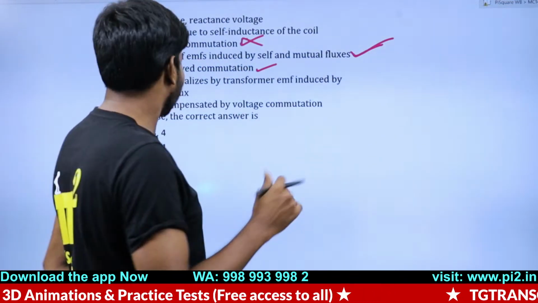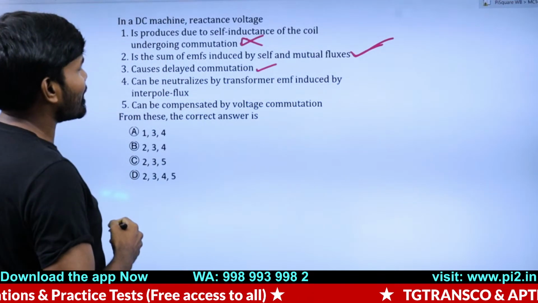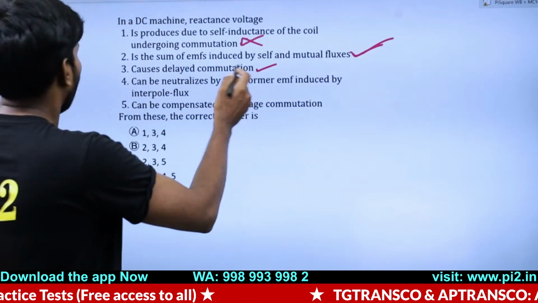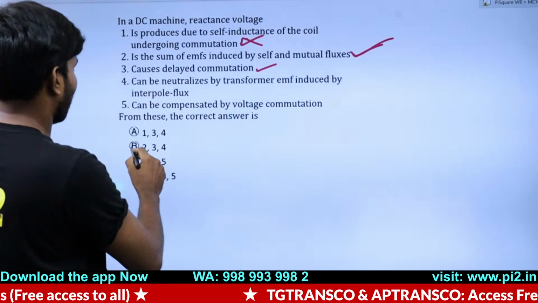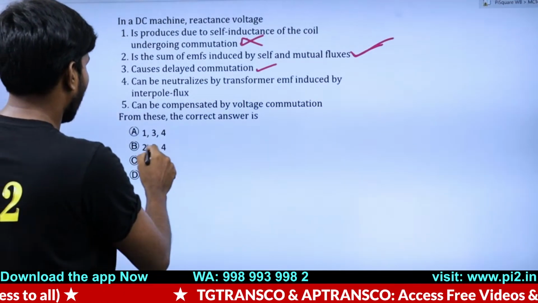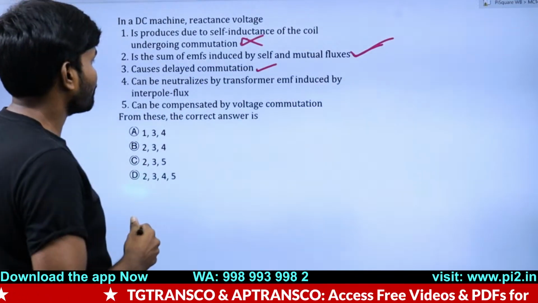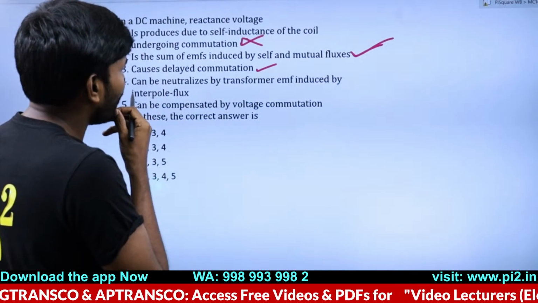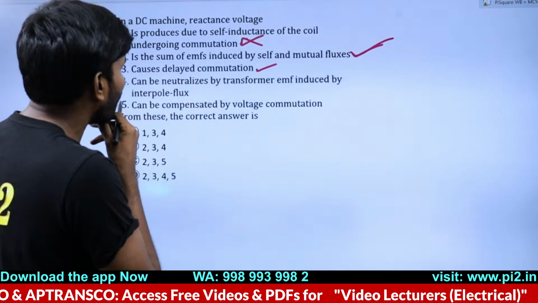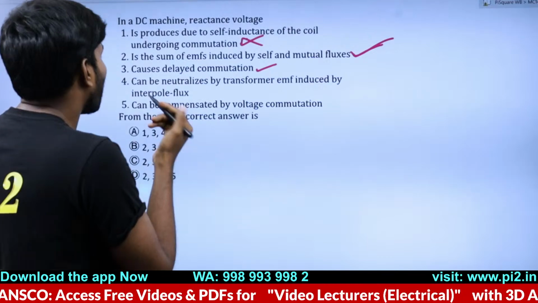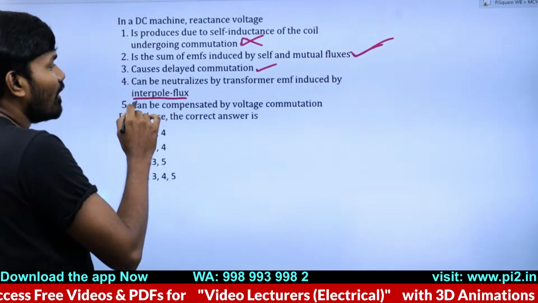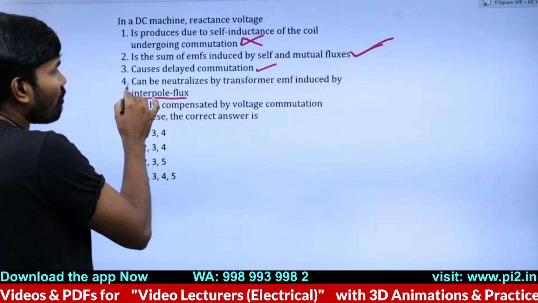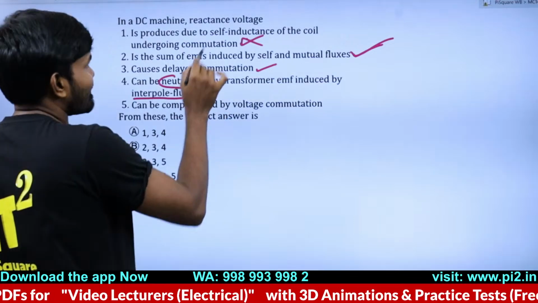Okay, yeah, we'll get it. Can be neutralized by transformer? I think options 2, 3. Yes, options 2 and 3 are correct. Okay, let's see a few more. Can be neutralized by transformer EMF induced by interpole flux. Of course, this interpole flux will neutralize this reactance voltage.